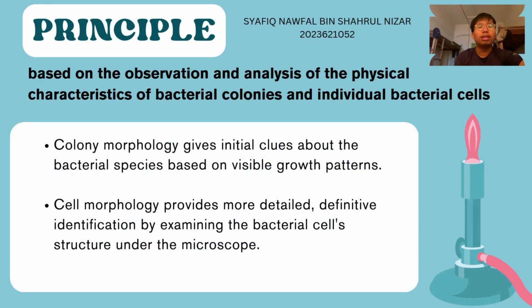The principles are based on the observation and analysis of the physical characteristics of bacteria, colonies, and individual bacterial cells. The colony morphology gives initial clues about the bacteria species based on visible growth patterns, while the cell morphology provides more detailed, definitive identification by examining the bacterial cell structure under the microscope.